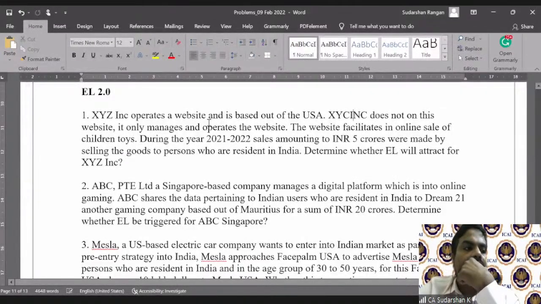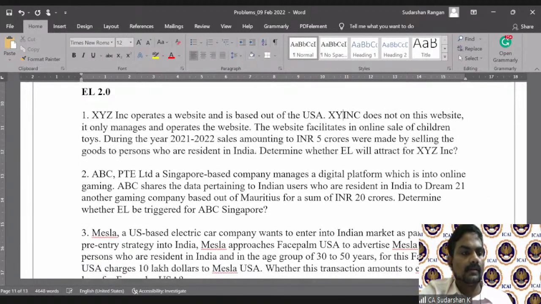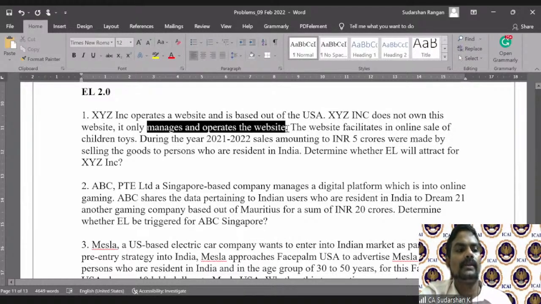XYZ Inc. operates a website and is based out of the US. XYZ Incorporated does not own the website. It only operates the website. Does not own this website. It only manages and operates the website.